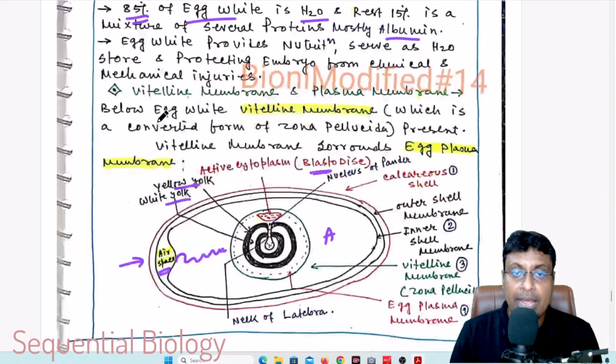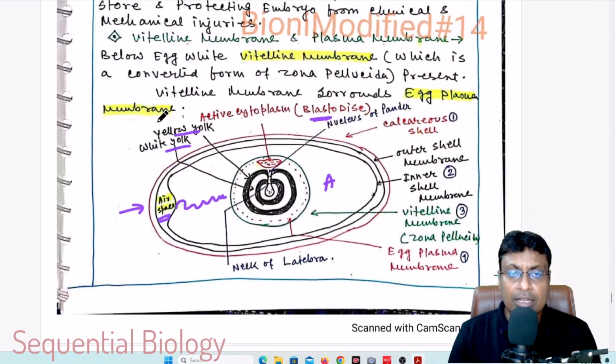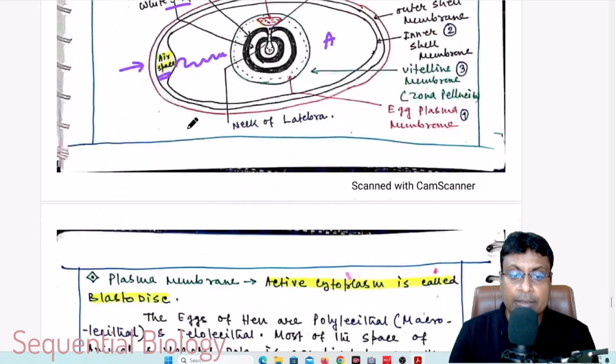injury. And then just after the albuminous layer, the vitelline membrane and the plasma membrane are present, and this vitelline membrane and plasma membrane are separate in the chick egg. Below the egg white, the vitelline membrane, which is converted to form the zona pellucida, is present, and the vitelline membrane surrounds the egg plasma membrane, right?